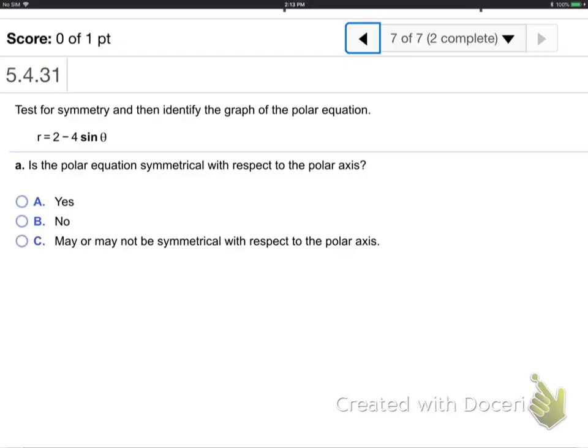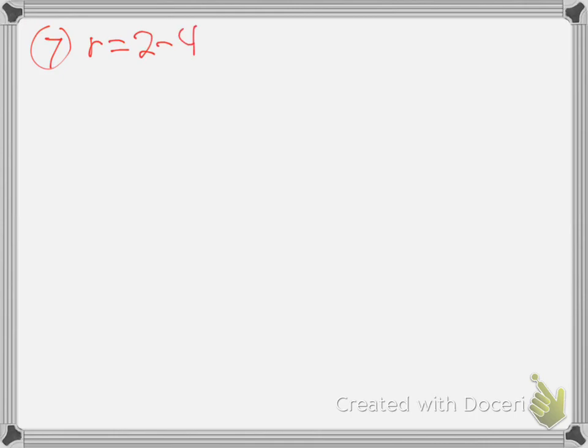r equals 2 minus 4 sine theta. All right, 2 minus 4 sine theta. Let's go through the test. So here we go again. Test number 1. What is it? X-axis, or they call it the polar axis. Seems like a waste of time. It's going to be no on all 3. All tests are going to be no. It's going to be maybe, maybe, maybe.